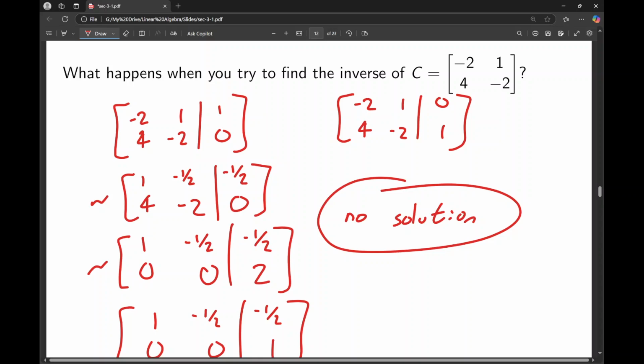So in that case, that means that the matrix C is not invertible, because when you try to find the inverse, you end up with no solution.